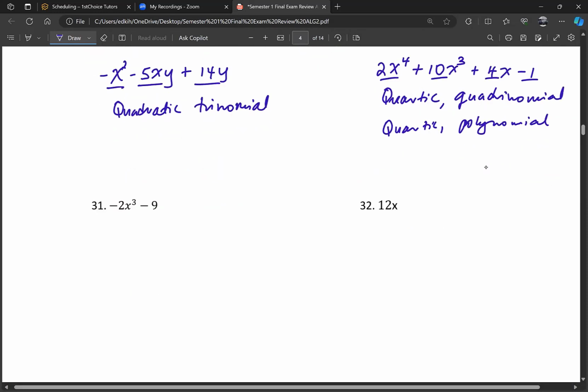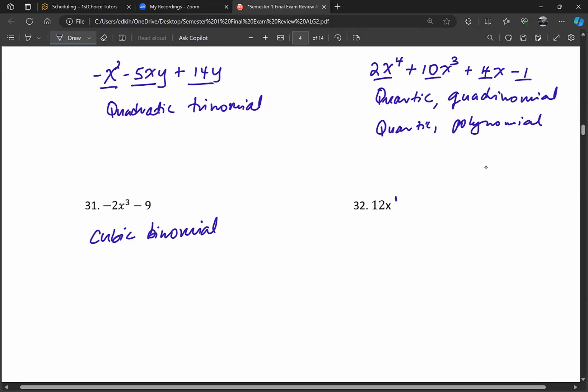Okay, the next one. The highest degree is 3. That's called cubic. And it has 2 terms, binomial, cubic binomial. The next one, 1 term, and the degree is 1. So this is a linear, because degree is 1, and 1 term is monomial.